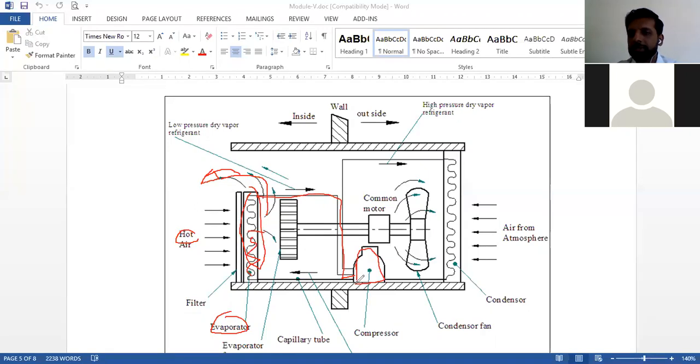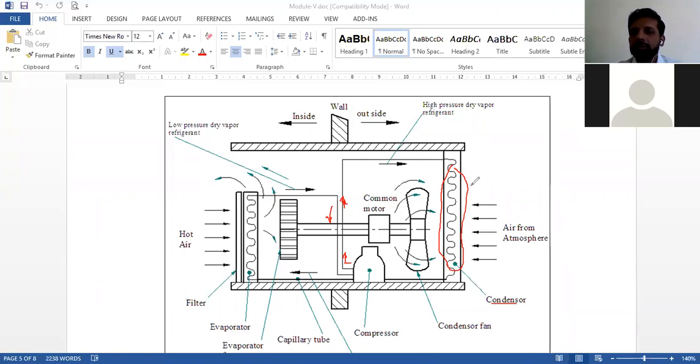Now this refrigerant, which is at high temperature, low pressure, is going to be compressed, and after compression, it will be pushed out of the compressor. So here we have the inlet of the dry refrigerant at low pressure, and after compression, the high pressure dry refrigerant is going to pass through this tube. And where is it going? It is going to go to the condenser region.